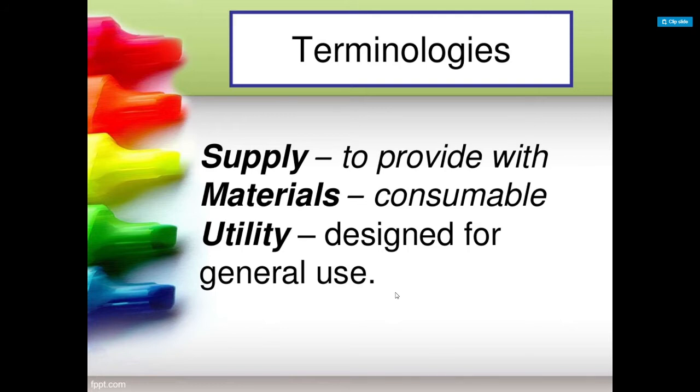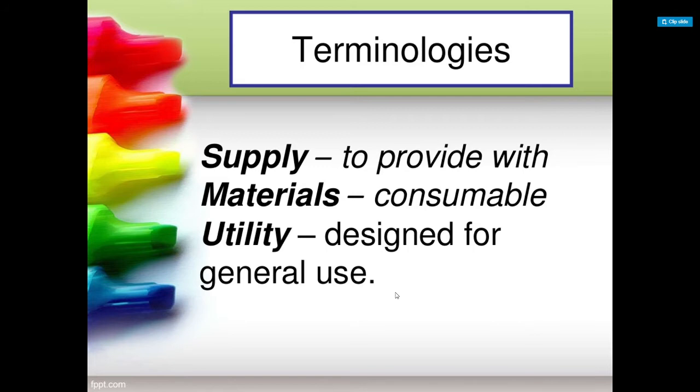Supply, when we say supply, is to provide with. So when you want something, for example, if you want to buy school supplies, then you may go to an office or school supply store. That is where you can buy those things because they provide those materials that you needed. All right. And when we say materials, we are referring to consumables. When we say consumables, these are the things that we install, and as we install them, of course, they are being consumed.